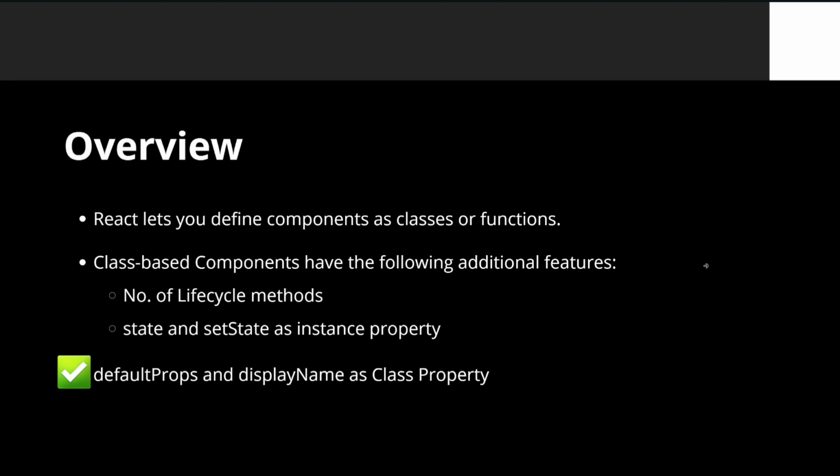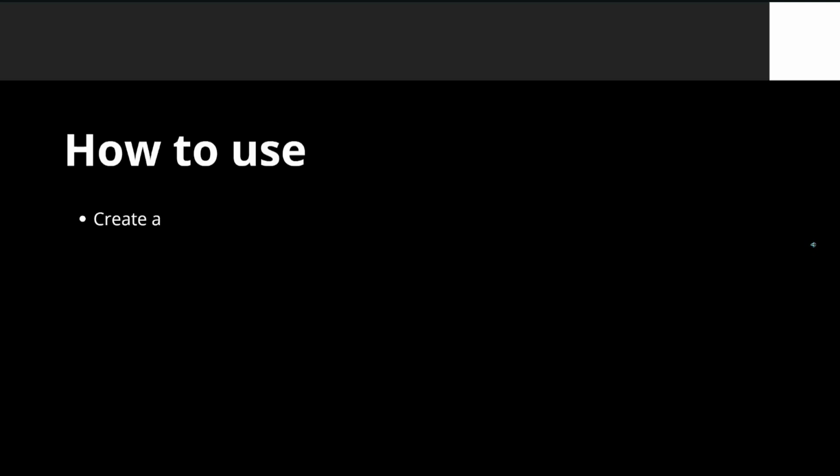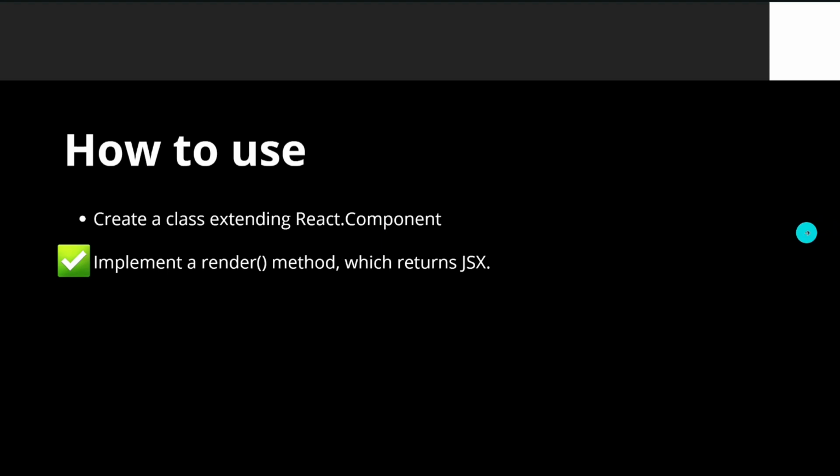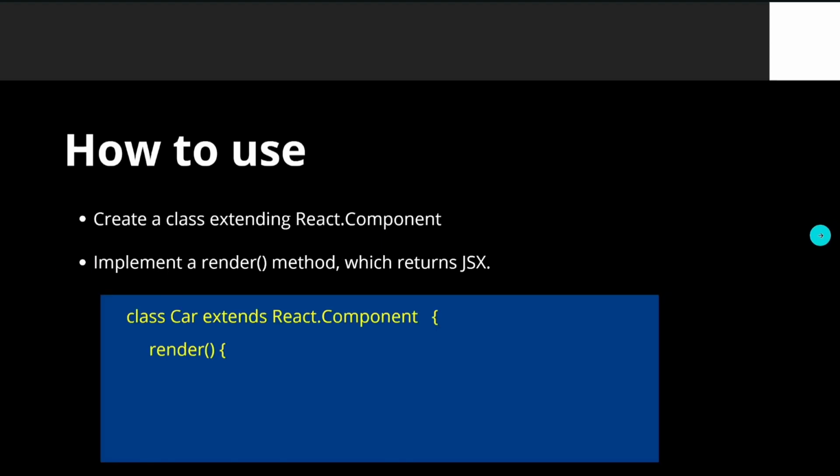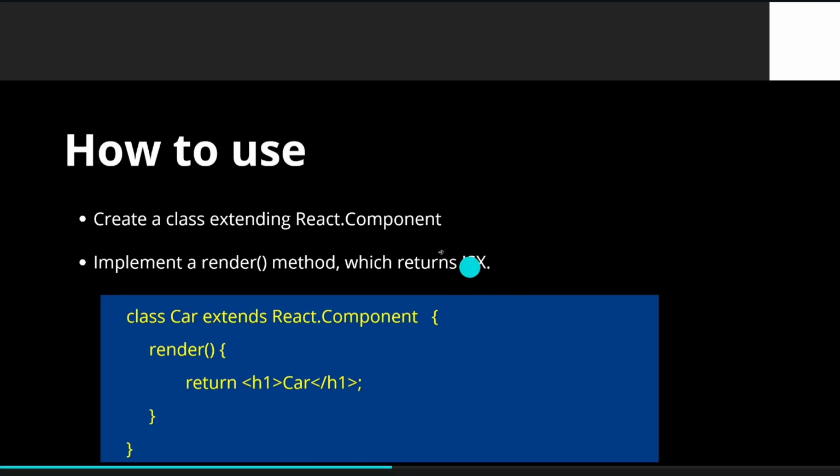Class-based components also support default props, and you can set a display name, which is available as a class property. Now, how to use the class-based component? We have to create a class which extends React.Component, and it's mandatory to implement a render method which returns JSX. So your component should look something like this.